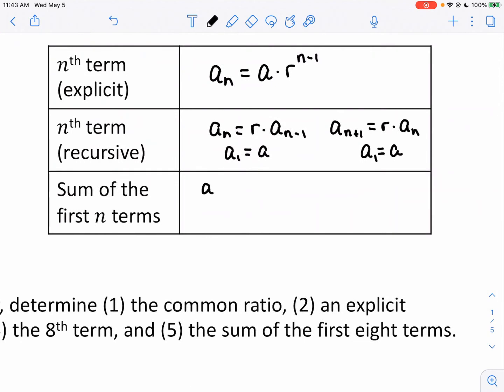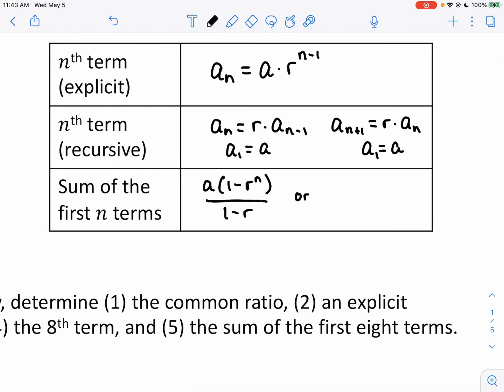So it's going to be the first term times 1 minus r raised to the n, where n is the number of terms, r is the ratio, and a is the first term, and then divide by 1 minus the ratio. An alternate way, if you multiply the top and bottom by a negative 1 and distribute the negative 1 across the differences, you could also write it this way: a times r to the n minus 1 divided by r minus 1. So just switch the subtraction orders of both the top and the bottom. Either one of those will be acceptable.